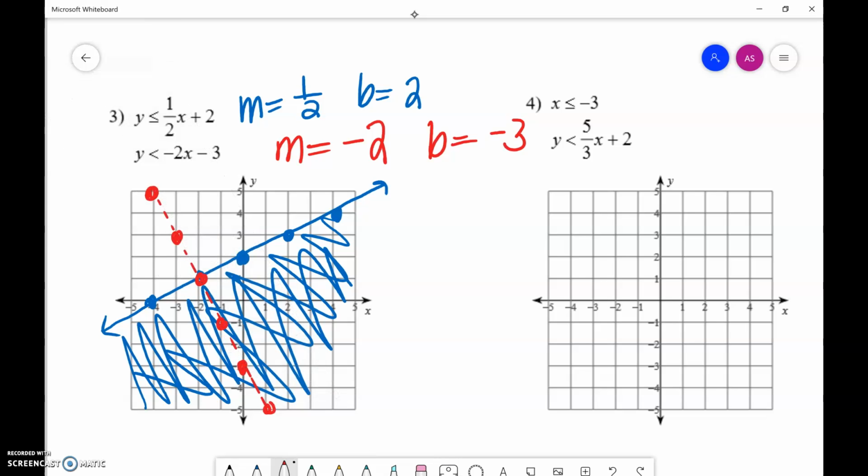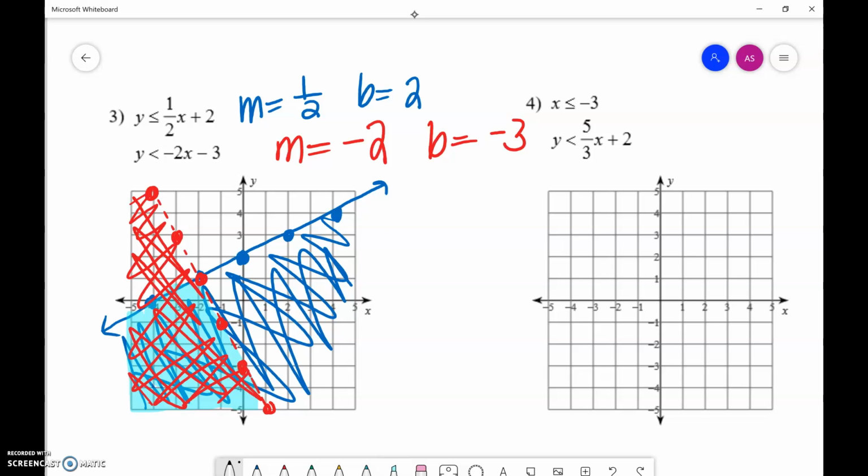Okay. Then it's a less than sign, so we shade below. Okay. So we know our solutions are in our double shaded area. So here's my double shaded area right here. And most of these solutions are in our third quadrant.